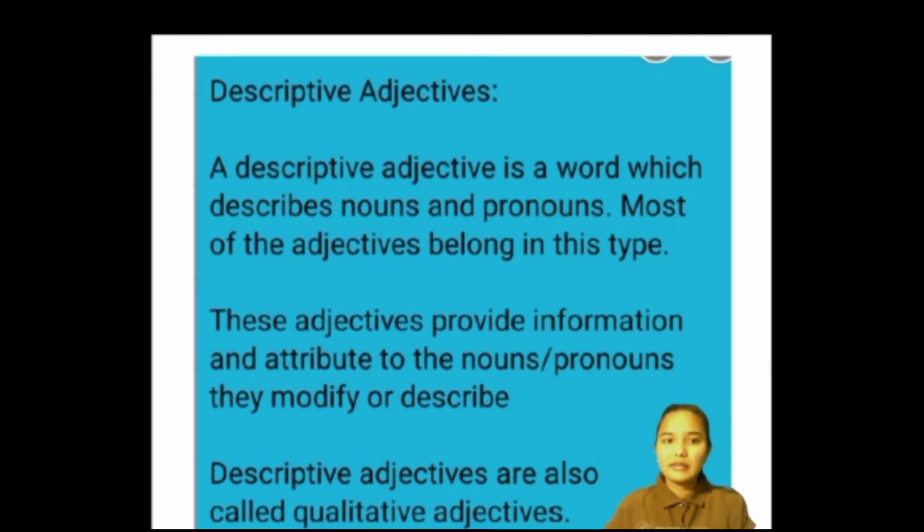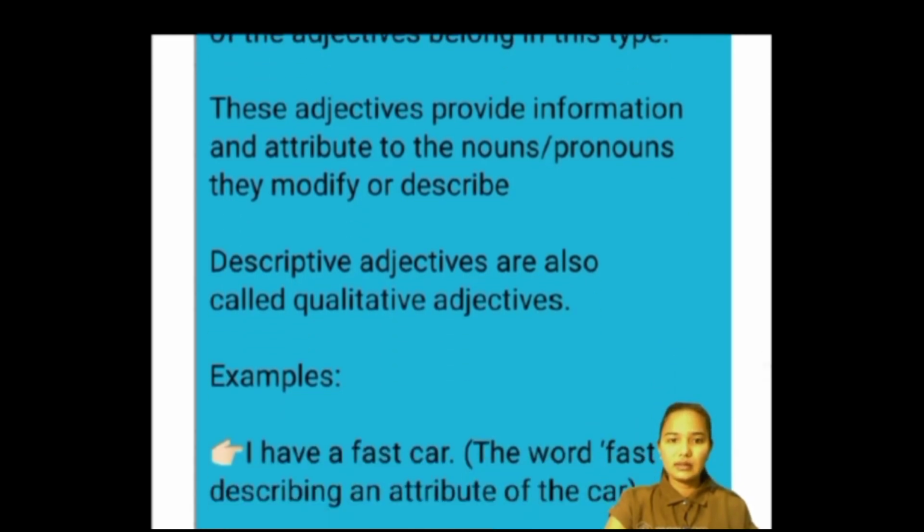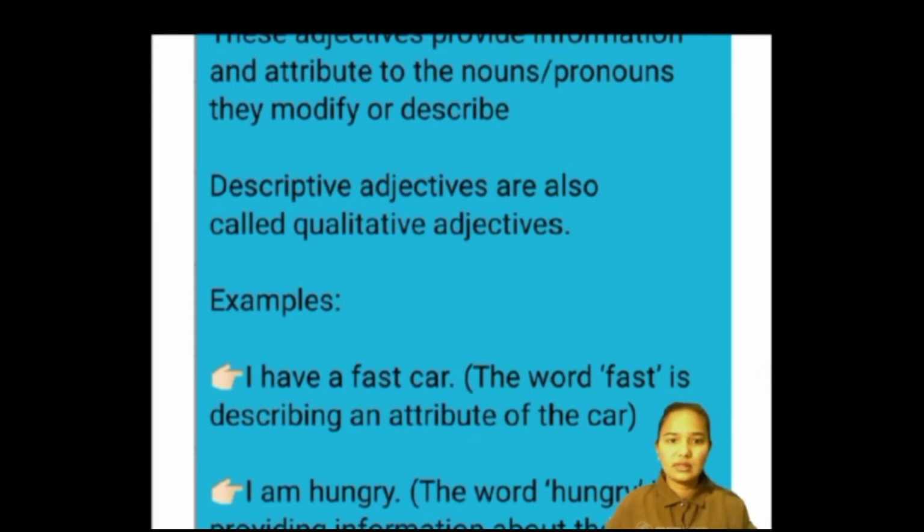As we can understand from its name, descriptive means to describe something. A descriptive adjective is a word which describes nouns and pronouns. Most adjectives belong to this type. These adjectives provide information and attributes to the nouns and pronouns they modify or describe, meaning they tell the specialty of that particular thing. They are also called qualitative adjectives.